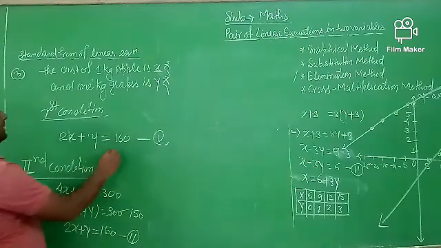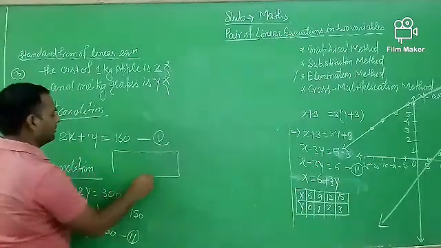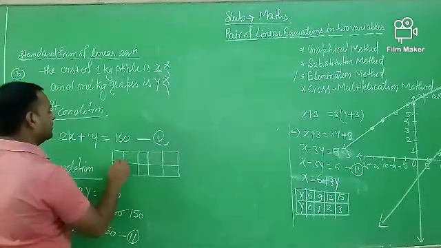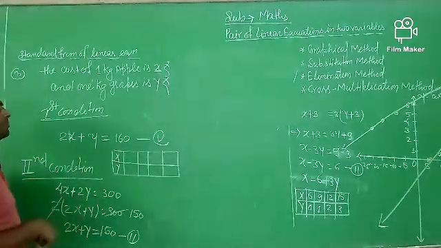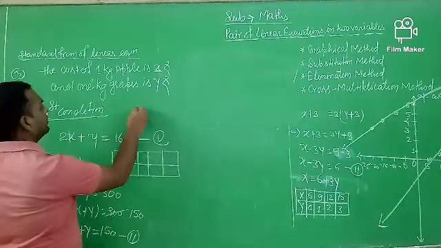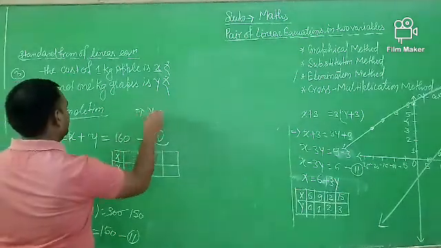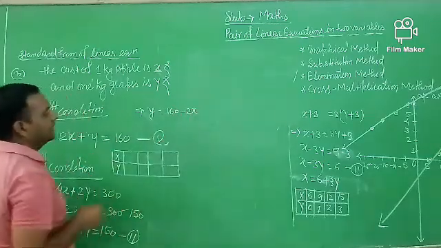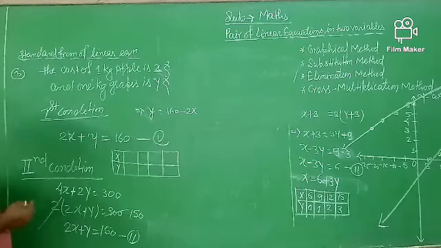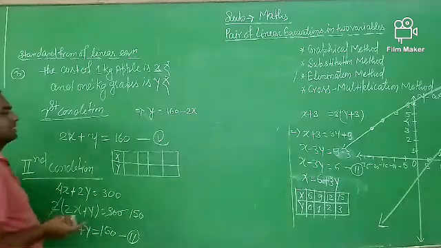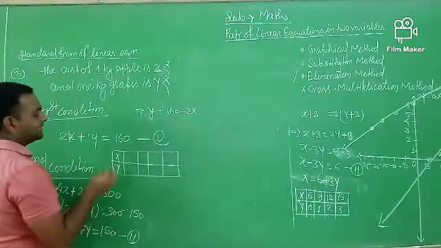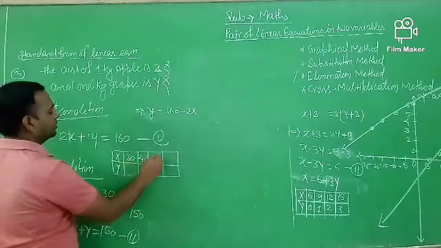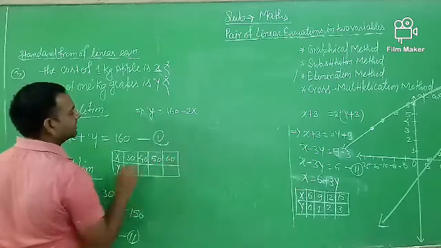For solving by the graphical method, we can take the values of x and y. First I take equation number first. Here y is equal to 160 minus 2x. You put in the values of x and find the value of y. Suppose that x is equal to 30, 40, 50 and 60.